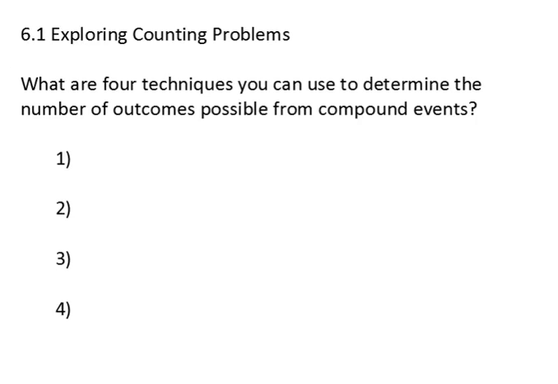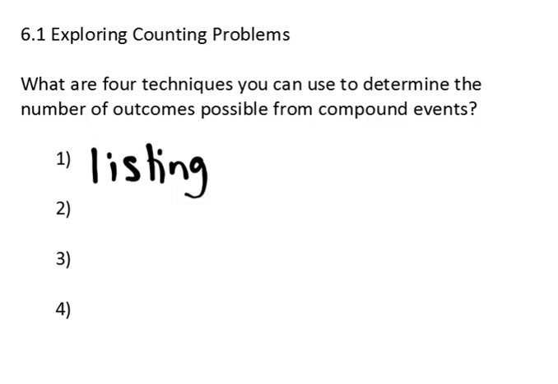This is lesson 6.1, Exploring Counting Problems. We're going to be looking at how many possible outcomes there are for different compound events. There's 4 techniques that you can use if you're looking for the number of outcomes, and the first one is listing.